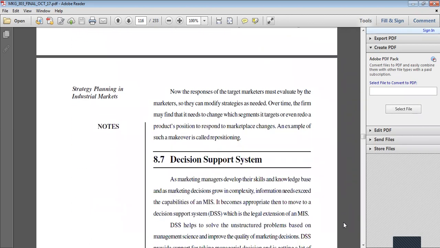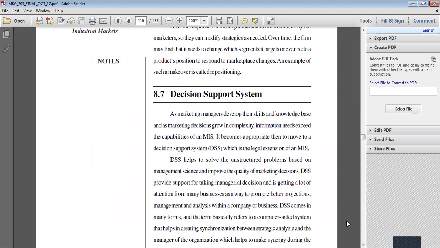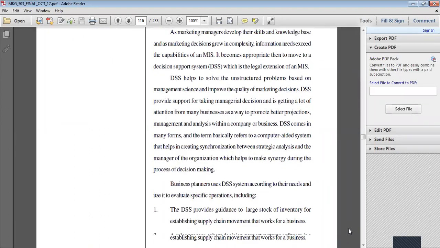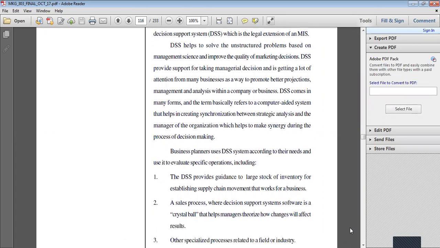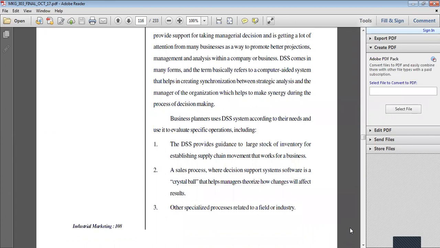Next point: the decision support system. As a marketing manager, you need to develop your skills and knowledge base. As marketing decisions grow in complexity, information needs exceed the capability of an MIS, so it becomes necessary to move to a decision support system, which is a logical extension of an MIS. Business planners use a DSS according to their needs to plan specific operations, including providing guidance on large stock inventory and establishing a supply chain that works for a business.